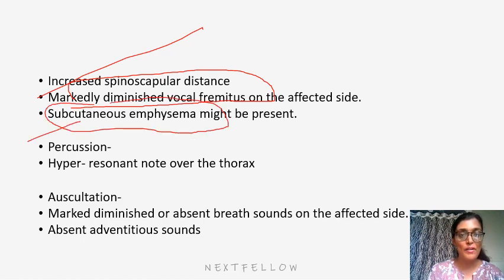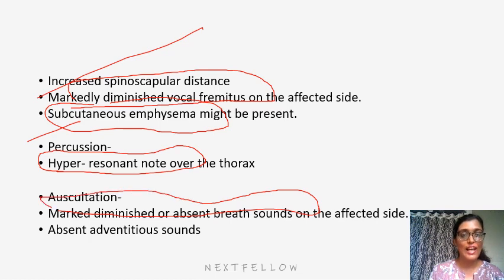On percussion, there will be a hyper-resonant note over the thorax. On auscultation, there will be markedly diminished or absent breath sounds on the affected side, and absent adventitious sounds, so there will be no crepts or wheezes heard on the affected side. There will be diminished breath sounds because air is there and chest expansion is reduced. If there is a dull note instead of a hyper-resonant note, then it is a pleural effusion. So that's how you will differentiate. Subcutaneous emphysema might be present.